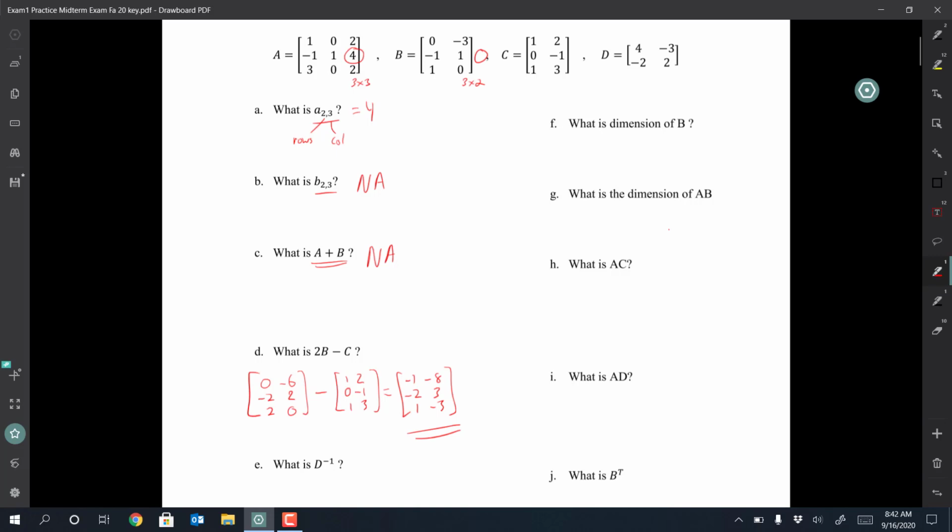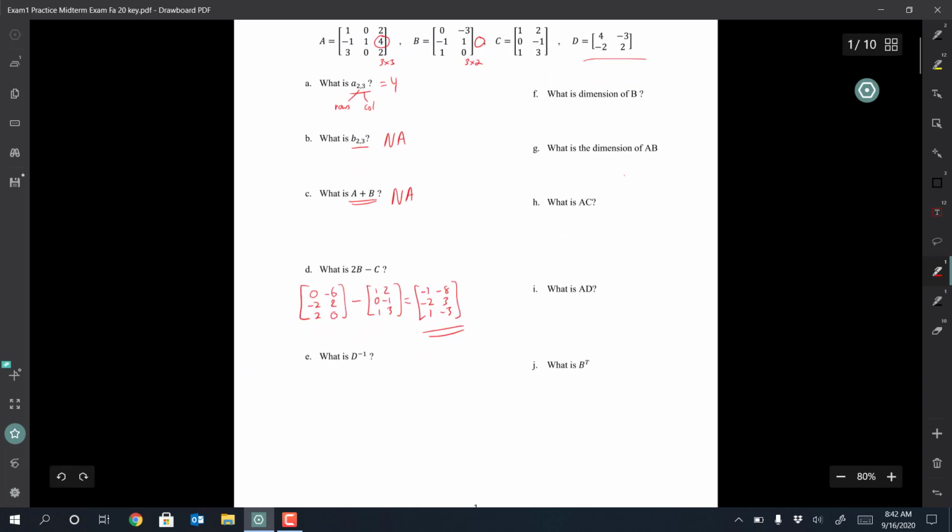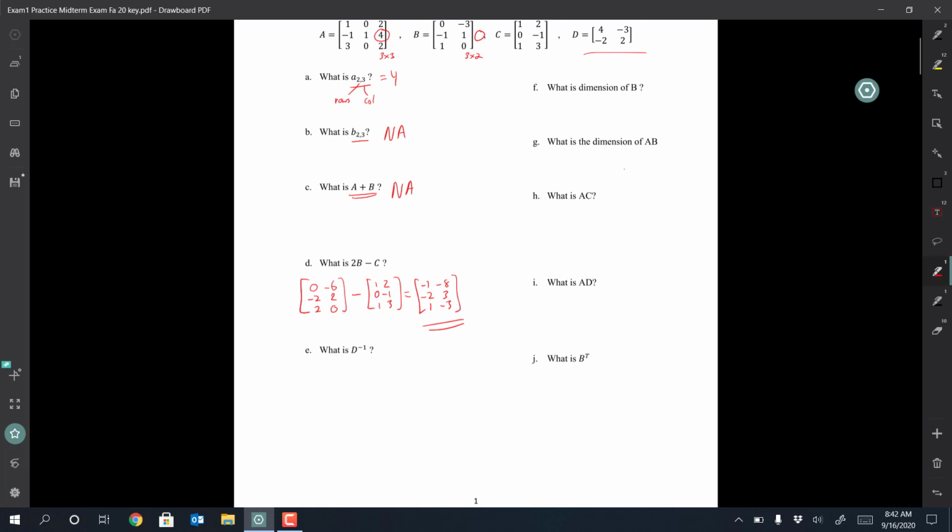Next I have what is D inverse, where here's my matrix D. So if we zoom out so we can see that, to calculate the inverse of a 2 by 2 matrix, if I have a matrix A that is a, b, c, d, then the formula for the inverse of a 2 by 2 is 1 over ad minus bc times the matrix I get when I switch the values on the main diagonal and change the signs on the off diagonal.